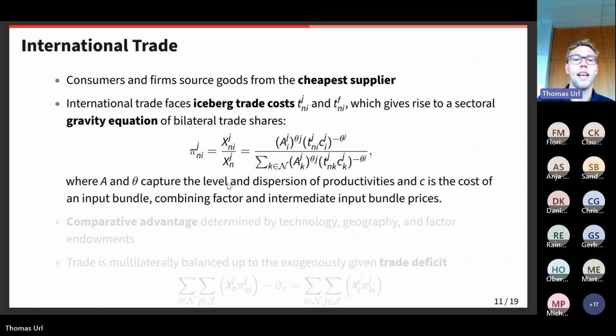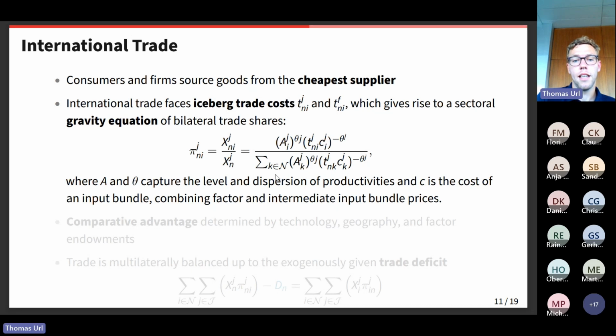And this gives rise to a sectoral gravity equation of bilateral trade shares, P. So P, the trade share of good J from origin country I to destination country N, equals the expenditure of country N on J goods from I over all... No, I mixed the notation. So N is destination, I is origin, over N's total expenditure for J goods.